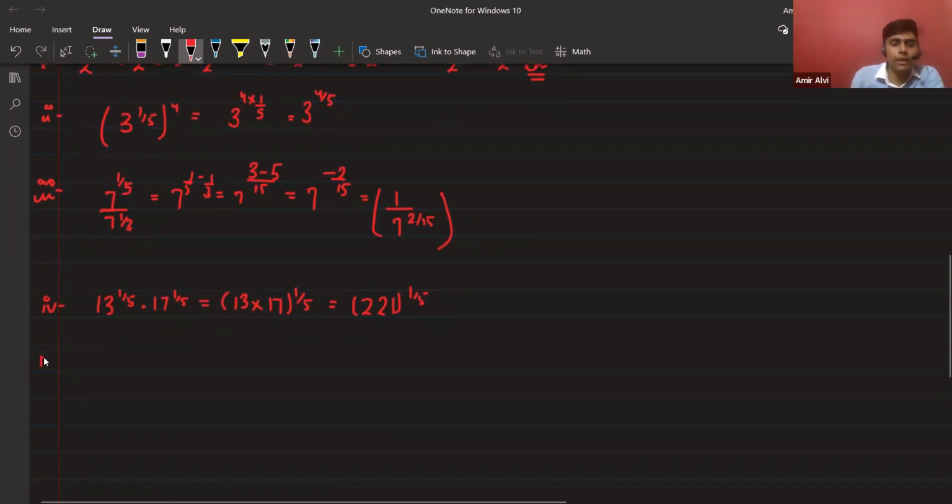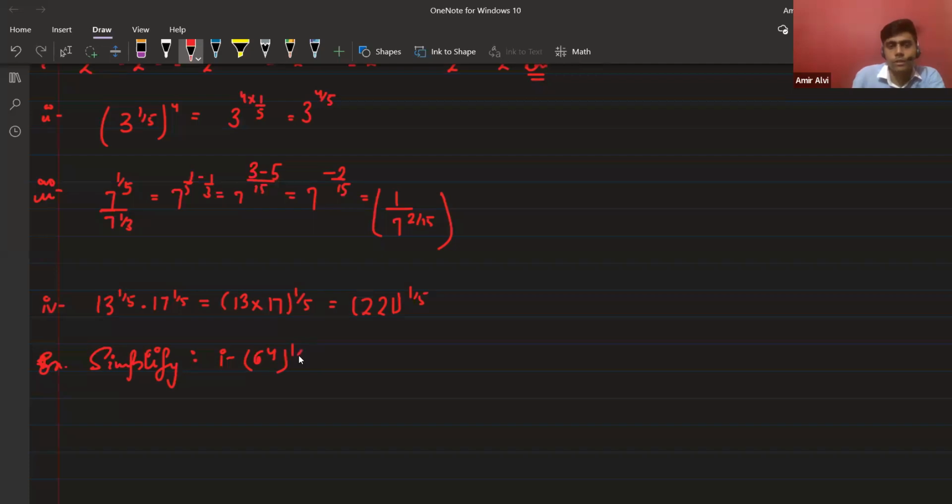So Simrat, simplify 64 to the power 1 by 2 and 32 to the power 1 by 5. These two questions. Now Simrat, simplify them for me and let me know the answer. It's very easy.